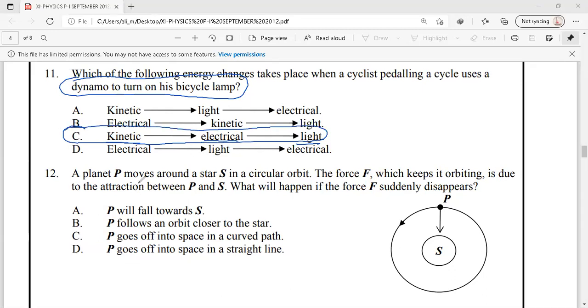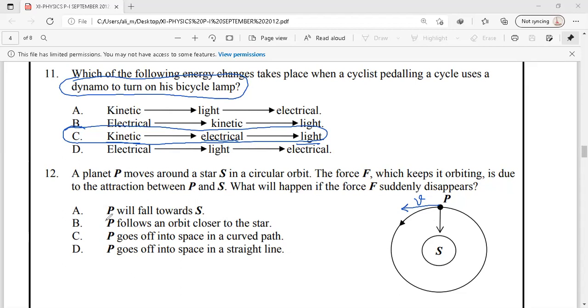Then we have question number 12. A planet P moves around a star S in a circular orbit. The force which keeps it orbiting is due to the gravitational attraction between P and S. What will happen if the force suddenly disappears? This force is towards the center of the star S, and the tangential velocity is tangent to the circular path. This is the direction of velocity. When this force suddenly disappears, the planet P will move in the direction of velocity.